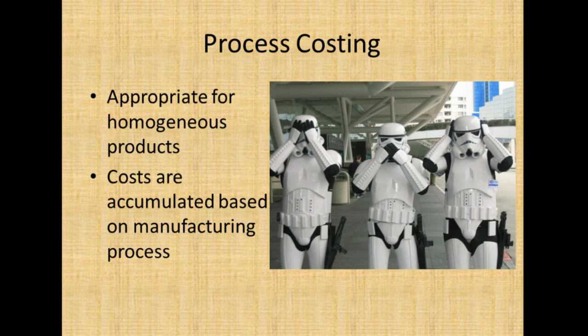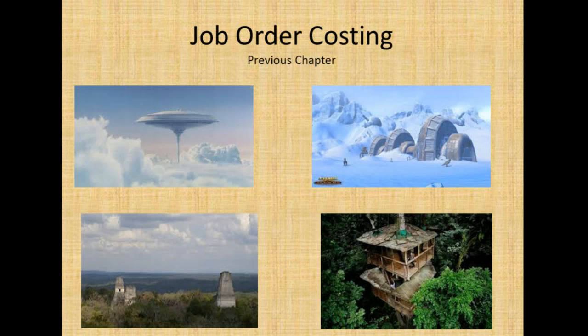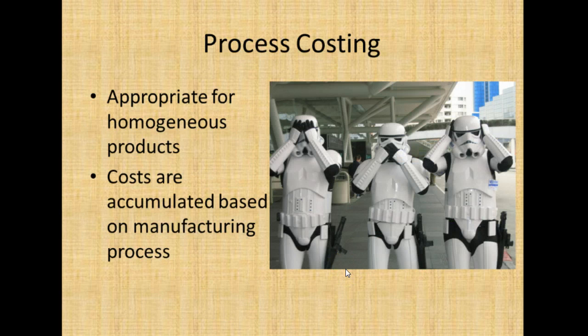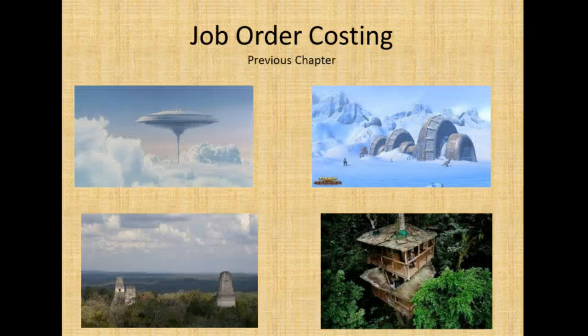Remember, with job order costing, we used very unique products. An example of a unique product would be a Starbase. Here we have Cloud City, which would have a very different cost structure than an Ewok Village. So going back to this, on process costing, your costs are going to be accumulated based on your manufacturing process. Some of that would be mixing, molding, things like that. For job order costing, your costs are accumulated based on the job. Cloud City, Initial Rural Base, Hoth Ice Planet, etc.